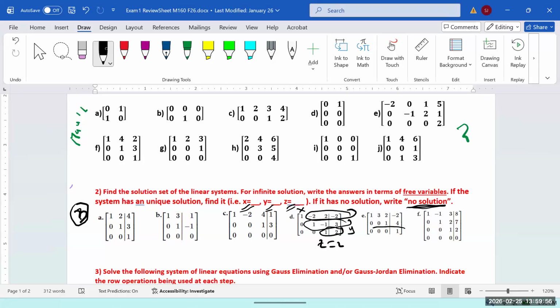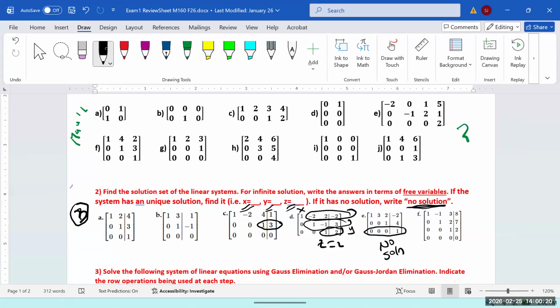For no solution, when we have all zeros on the left side of the bar, but a number on the right side, it's automatically no solution. So all you have to do is indicate that one row that tells us we have no solution, and then write no solution. For infinite solution, this one has infinite solution.